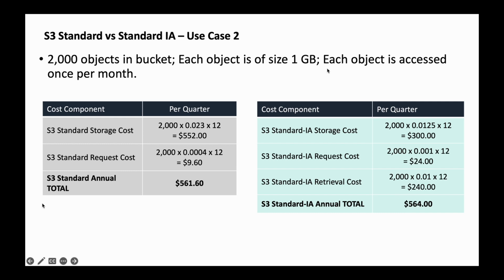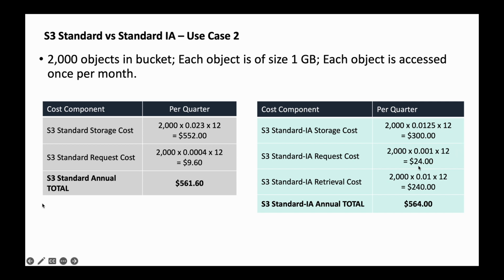Now let's see another use case. In this case, the only difference is that each object is accessed once per month. Then here there is no change. Storage cost is same. But request cost, instead of 4 earlier, 12 times you are accessing each object per year. So you have to multiply it with 12. So 9.6, totally $561. Here storage cost is same, but request cost again you have to multiply it with 12 because every month you are accessing each object once.